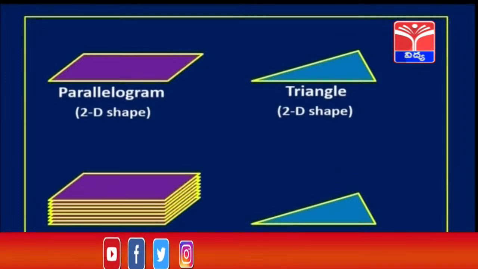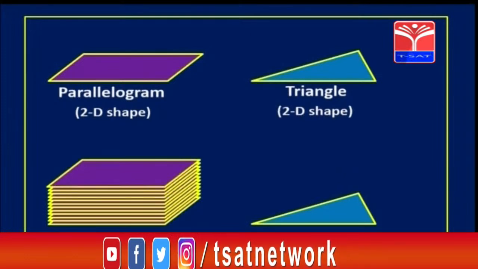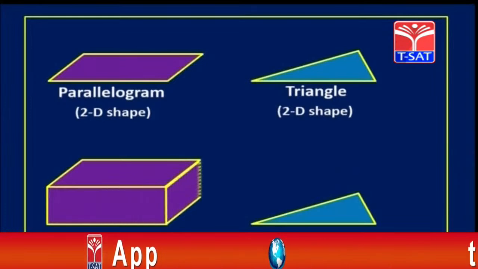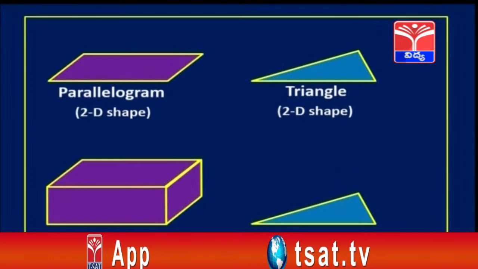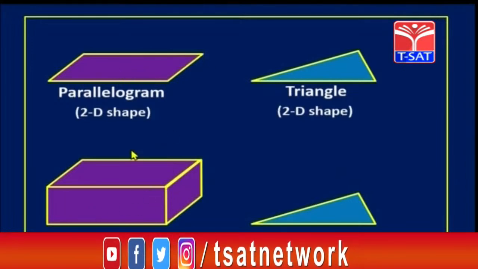Children, what are you observing on the screen? I am placing parallelograms one above the other which are congruent, means having same shape and same size. When I placed one over the other, what do you observe children here? Yes, it is forming a 3D shape. It was a 2D shape, now it is a 3D shape. Why am I calling this a 3D shape children?